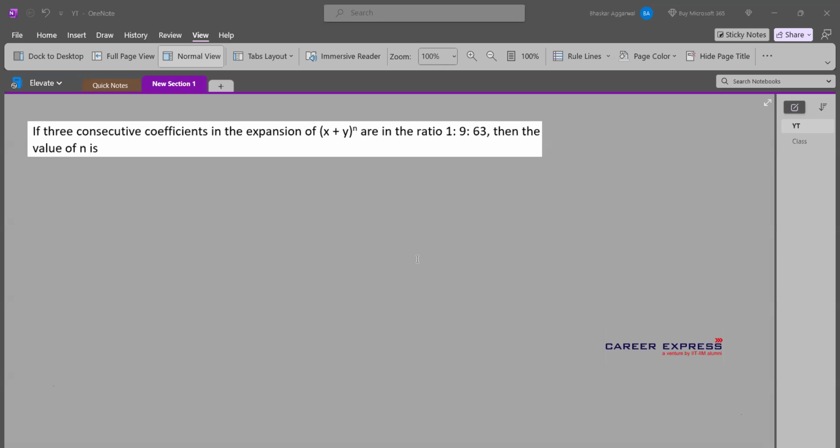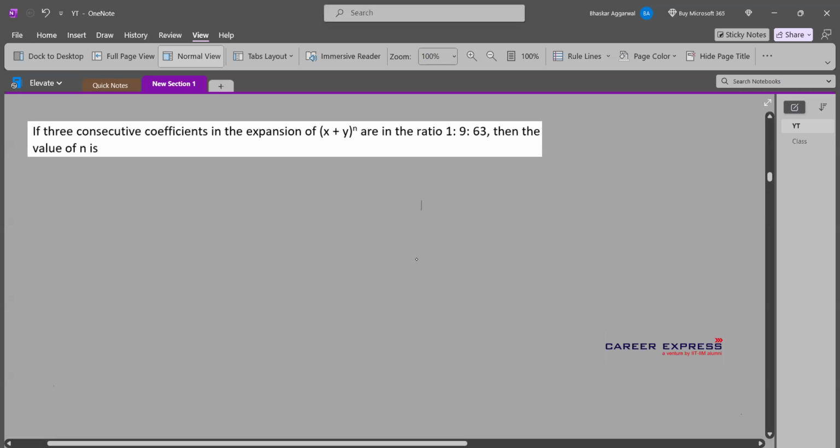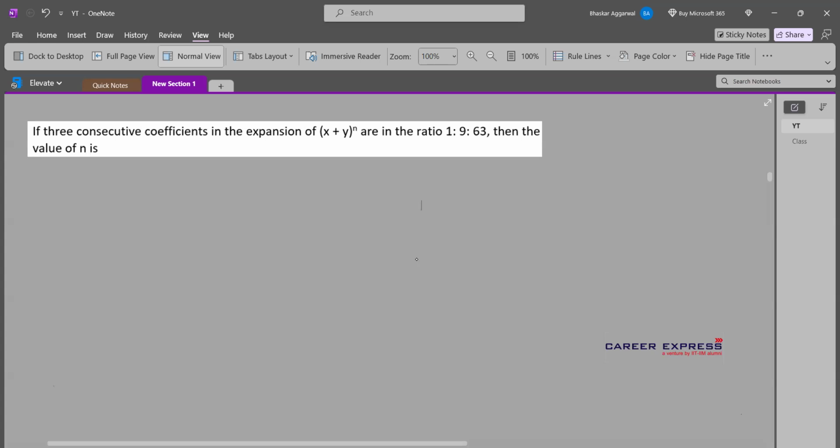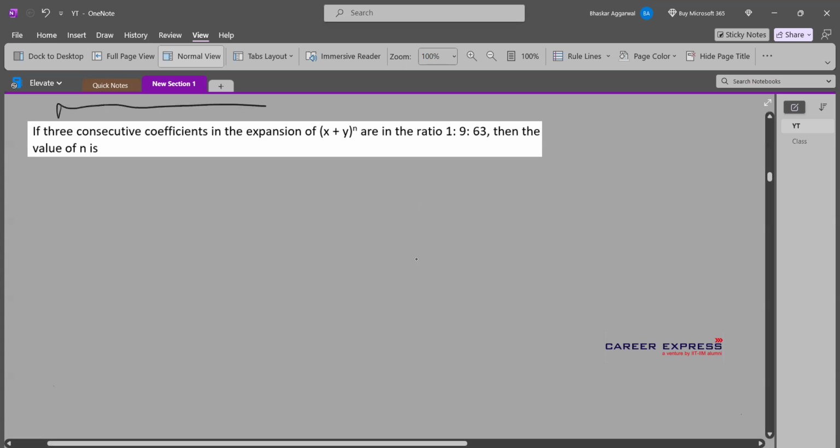This is the question from IPM Indore 2023 paper QASC section. And this question is from the topic binomial theorem. Three consecutive coefficients of this expansion are in the ratio of 1, 9 and 63. We need to find the value of n.